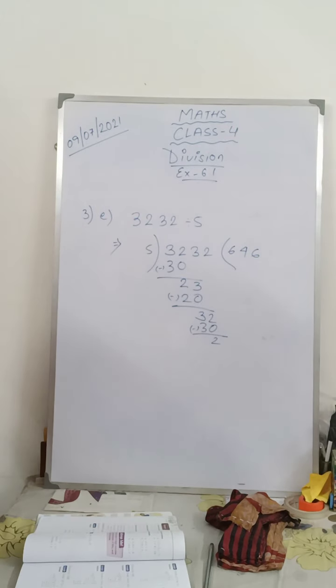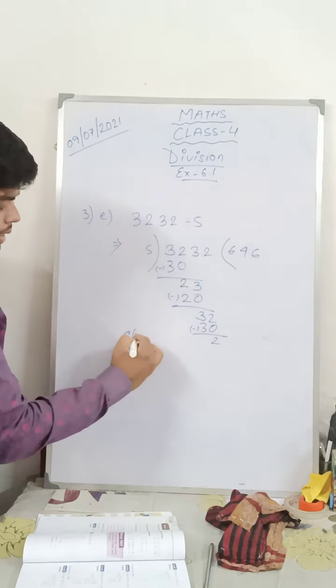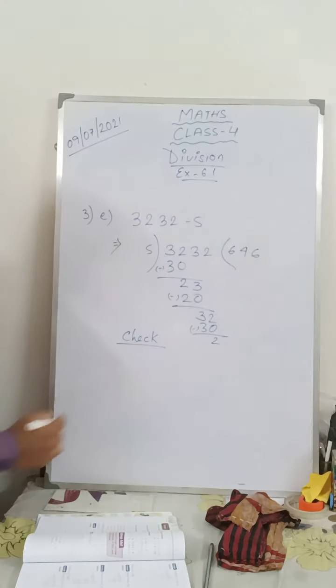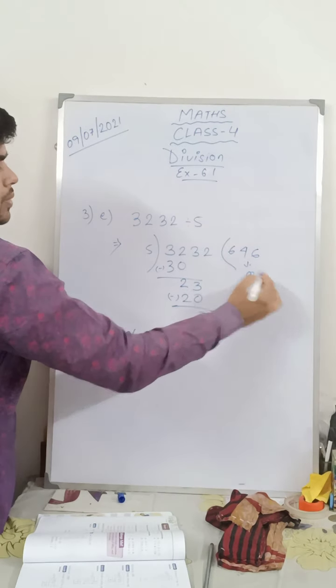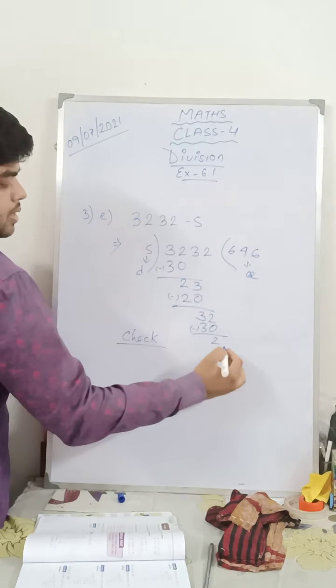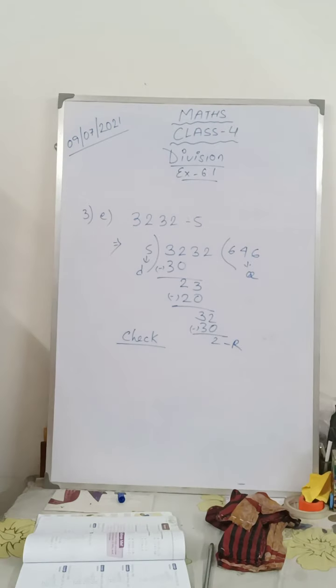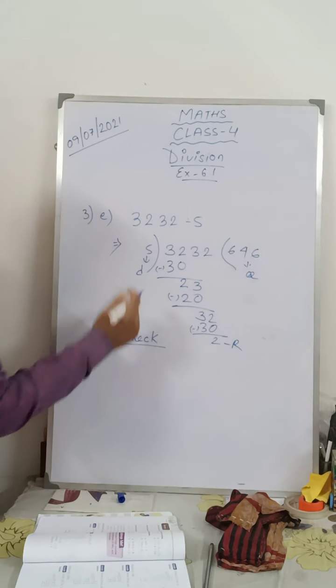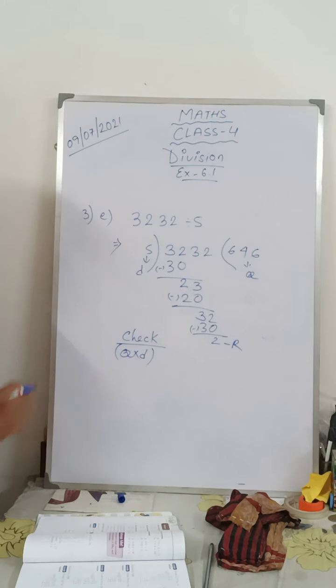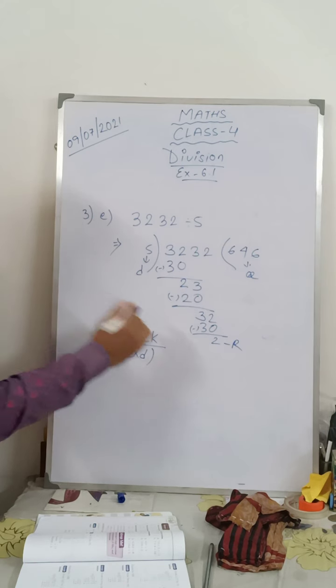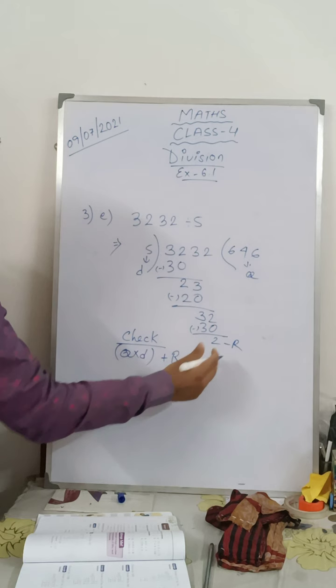So how will you check your process? You write here check. And I am writing the formula by which you have to check. When you check, your formula is: this is your quotient, this is your divisor, and this is your remainder. So you have to multiply the quotient with the divisor. Whatever answer you get, first you will multiply, and whatever answer you get, you will add the remainder here.